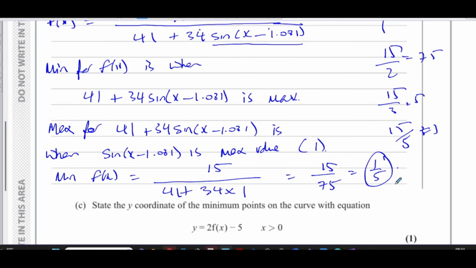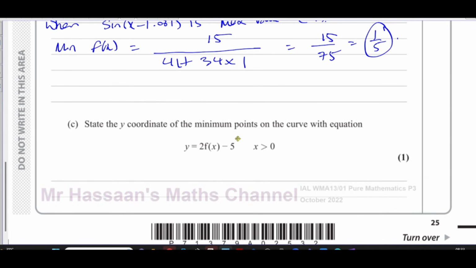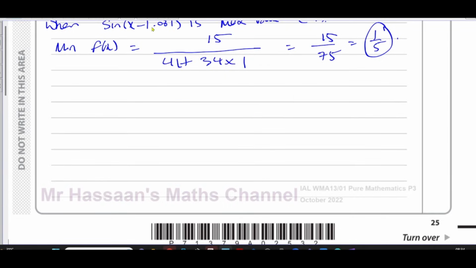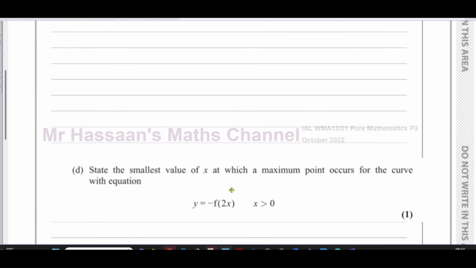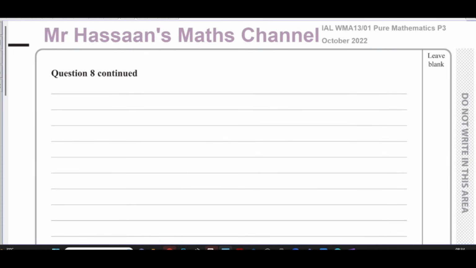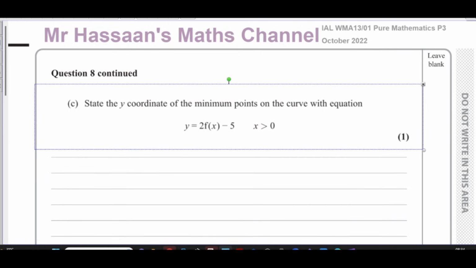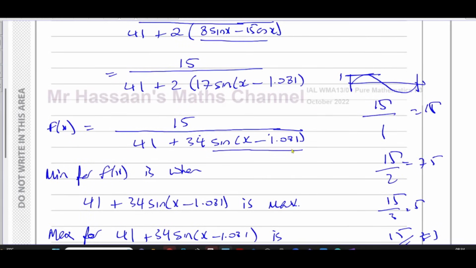So that's the minimum value of f of x. The minimum value of f of x is equal to 1/5. Okay, I'm going to move this to the other page because I don't have space on here. I'll just put that over there. Deal with that in a minute. Okay. Then that's part 1 of B. So we finished part 1 of B.